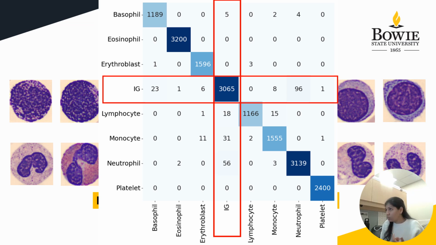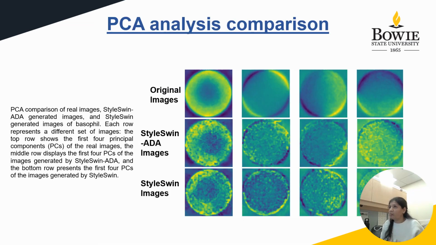To work on this more, we introduce the PCA analysis comparison. Here first we apply PCA on the original images, and in the first row you can see the PCA plot of the original blood cell images, which is smooth. The second is the StyleSwin-ADA images, which are a little noisy compared to the original images, but the pattern is still almost the same as the original images. And the third is the StyleSwin images. It also has noise, and the pattern is slightly different from the original images.